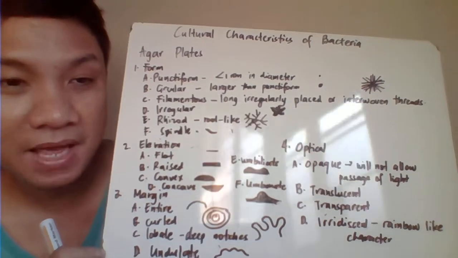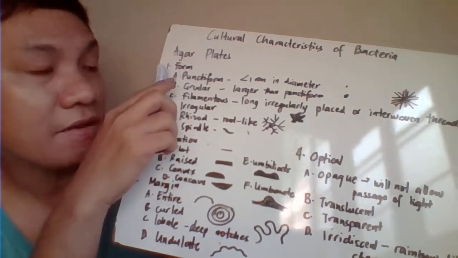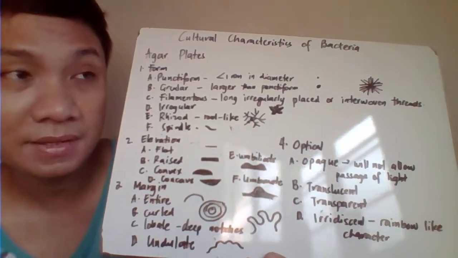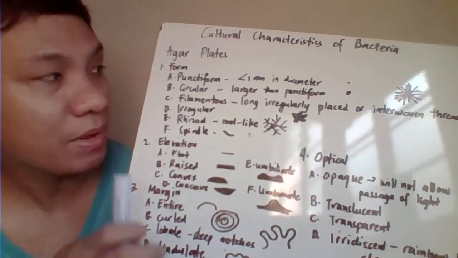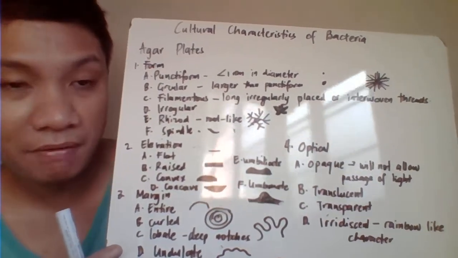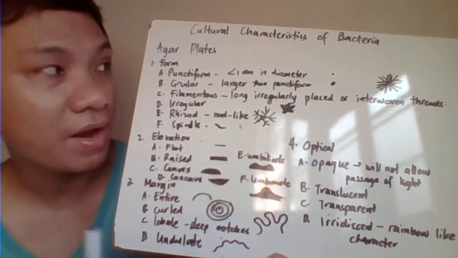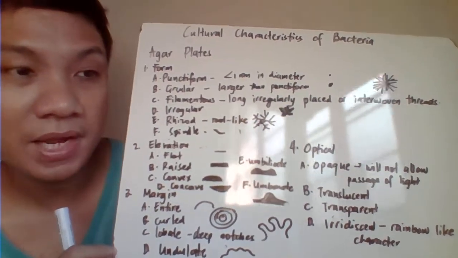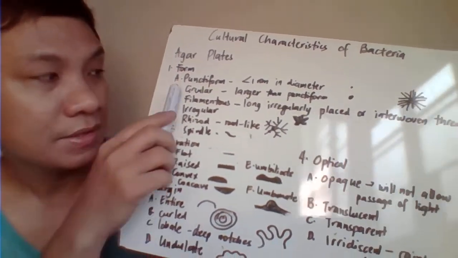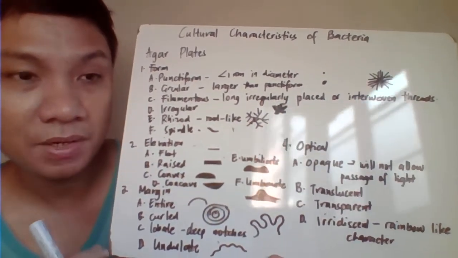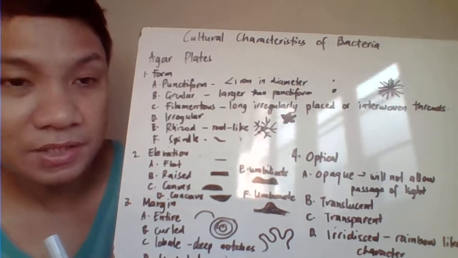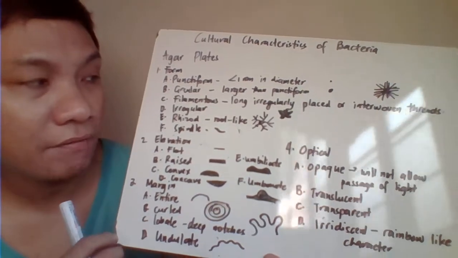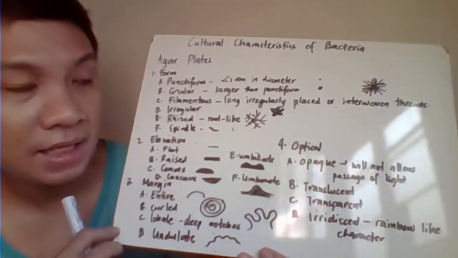Okay, for the agar plates, the first one, you try to take note of the form, or simply the size or the form of the colony. So first, we have the term punctiform. When we say punctiform, or punctate, it means a very small colony, like a dot. It's a colony less than 1 millimeter in diameter. Circular is when your colony appears to be oval or round, but much larger compared with your punctiform. Filamentous, on the other hand, would have irregularly placed, interwoven threads.